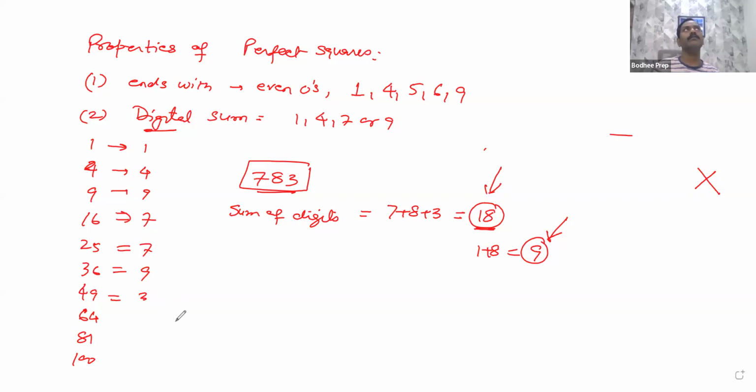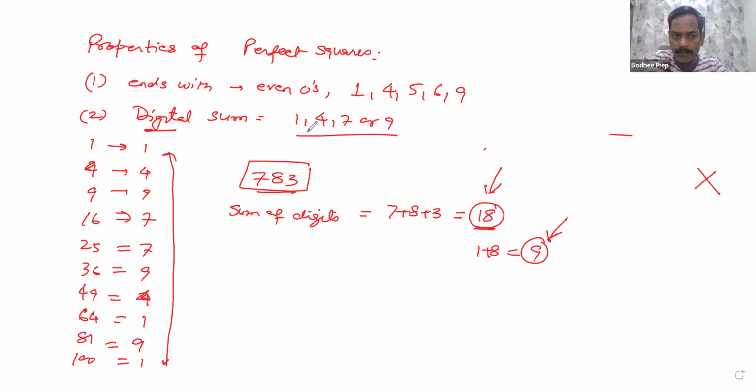4 plus 9 will make it 13. Then 1 plus 3 will make it 4. This is 6 plus 4 is 10. 1 plus 0 will make it 1. This will make it 9. This itself will make it 1. So you can just check. We are not getting any digit other than 1, 4, 7 or 9. Right? You can check for any larger perfect square also. Take it as homework.